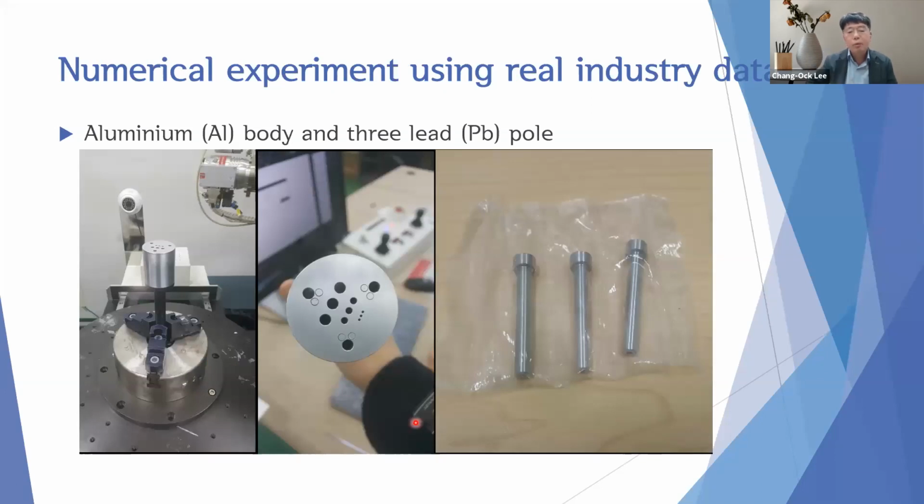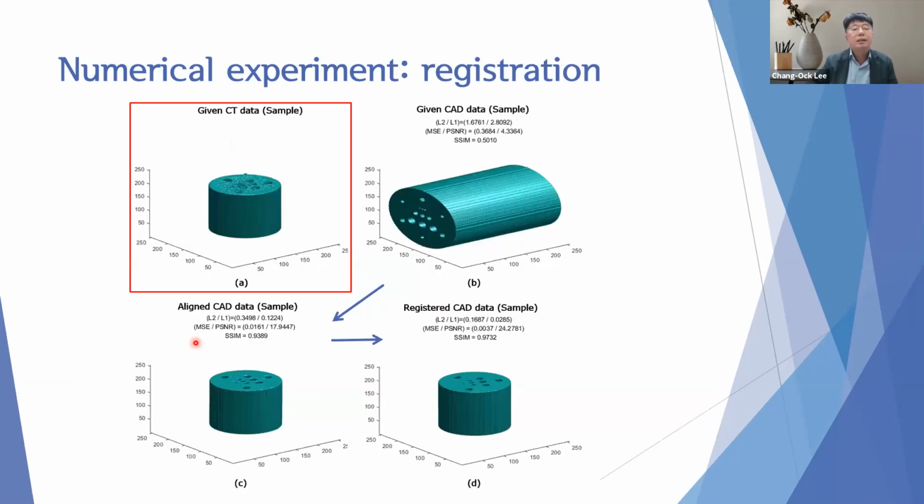Now, okay, we designed real patterns. This is an aluminum body and the 3 leader points, and we took the X-ray CT. So now this is the result from our designed product. This is the given CT, and we have given CAD data, and this is the aligned one, and by the registration process we have this one. If you compare this and this, you can see it should be rotated more to match this. So in the registration process, this is rotated a little bit more, and now this is matched to that. So this is registered to that CT data.